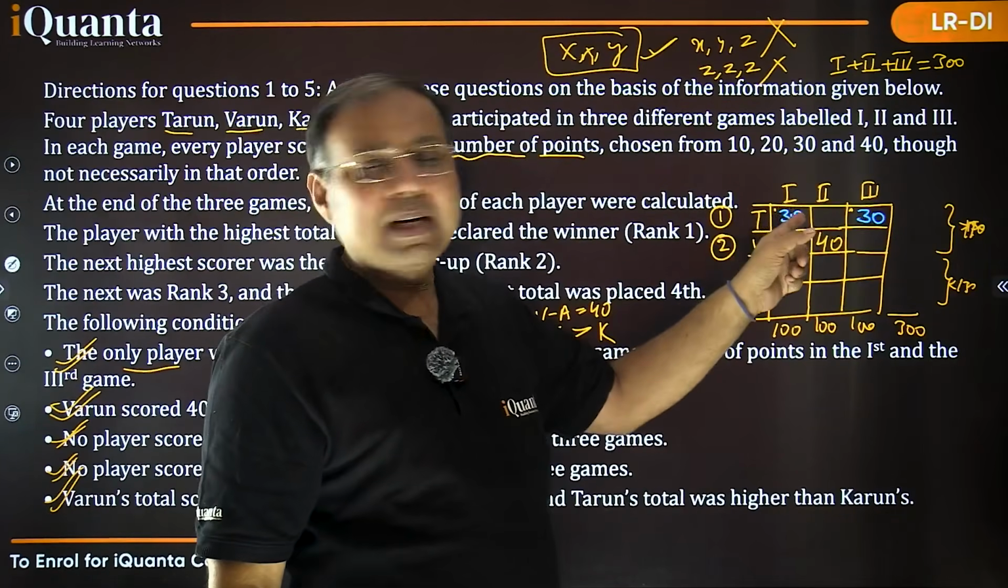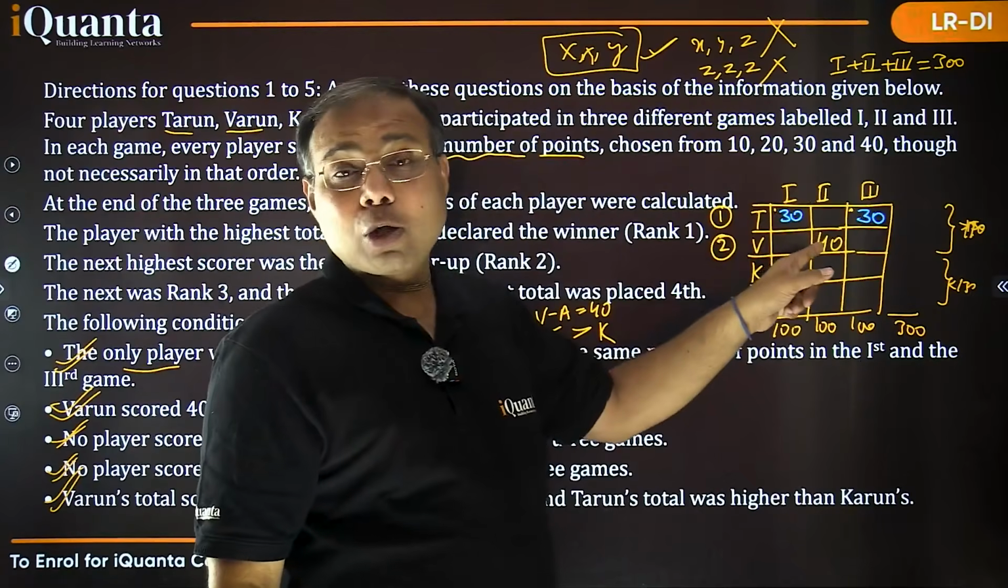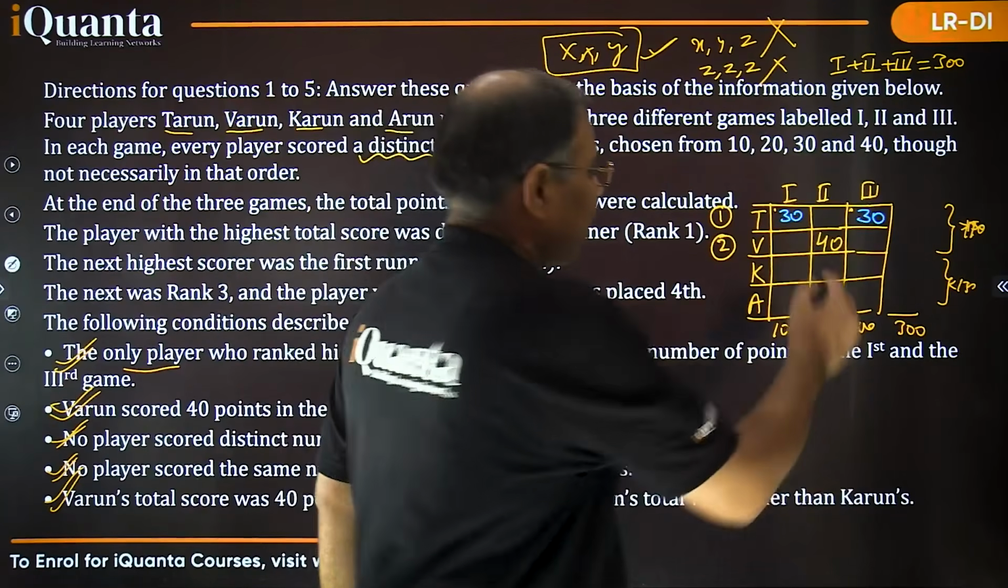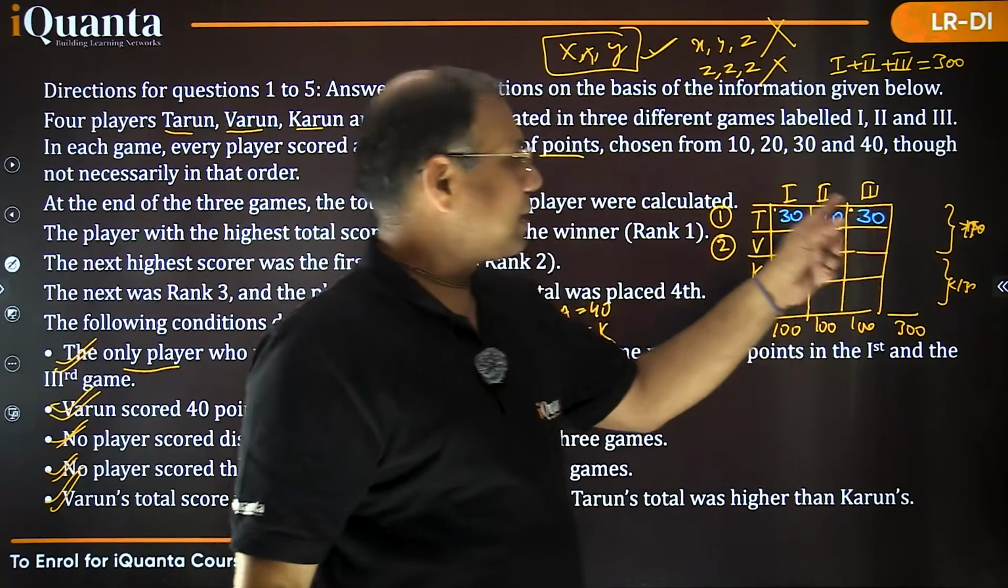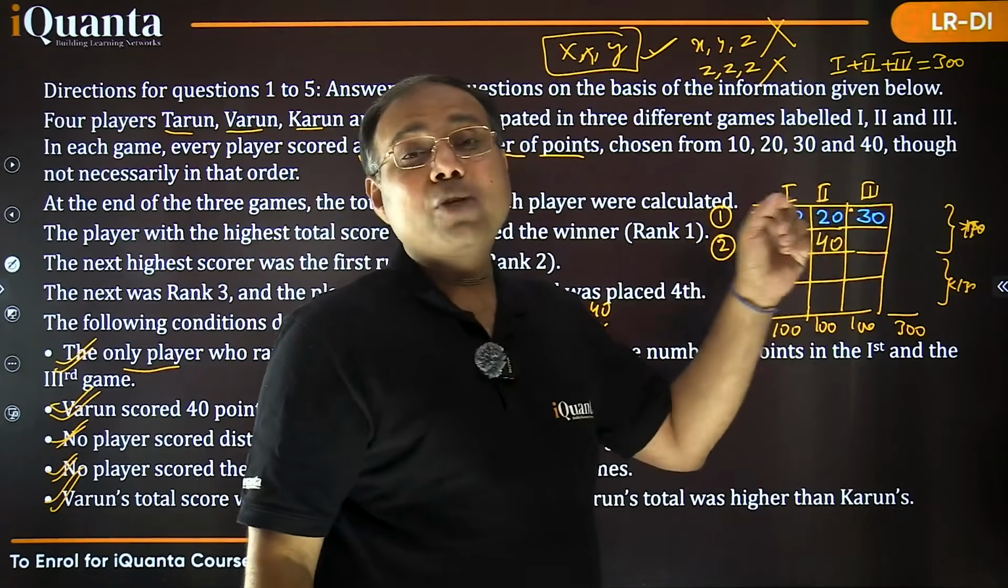So it has to be different. It can't be 40 because 40 is already occupied. So at max, this could be 20 now. So if I take this to be 20, so 30, 30, 60, 60 and 20, how much? 60 and 20 is 80.